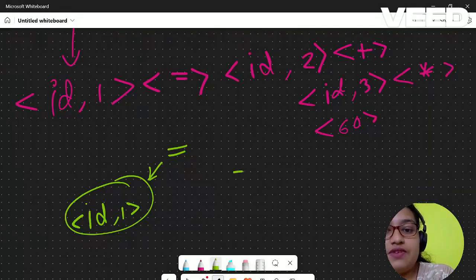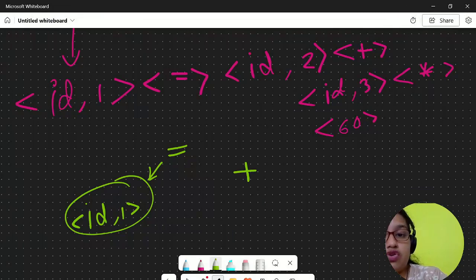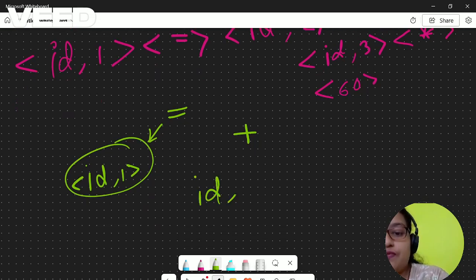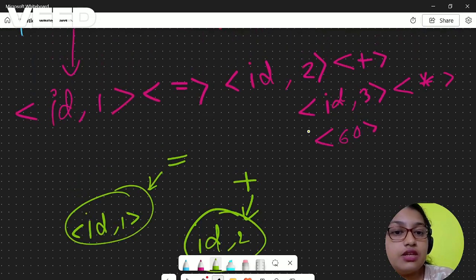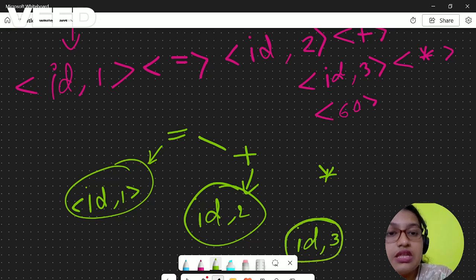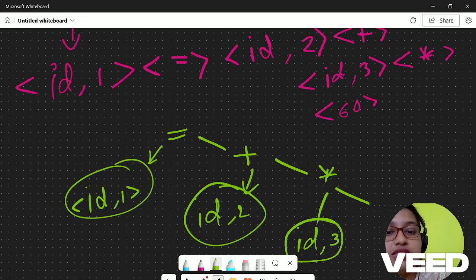Then we have the plus symbol. The plus symbol comes next. Plus is between what? I have id2, and then the rest of it. Then id3 star 60 is there. So again I have to go with star, because everything else comes after plus, right? Star is between id3 and 60. Then I've mapped it. So this is how the whole thing is.